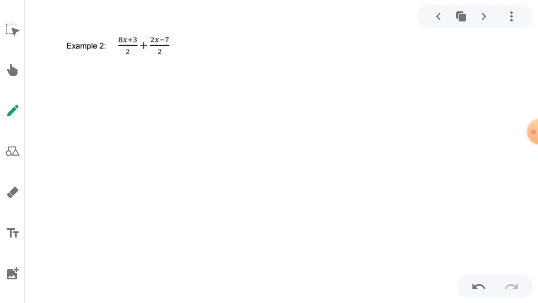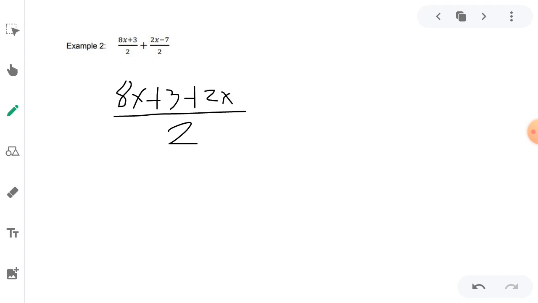How about example number 2? So, how about in example number 2, 8x plus 3 over 2 plus 2x minus 7 over 2. So, apply natin yung ating step. Copy the denominator and then combine the numerator. So, 8x plus 3 plus 2x minus 7.